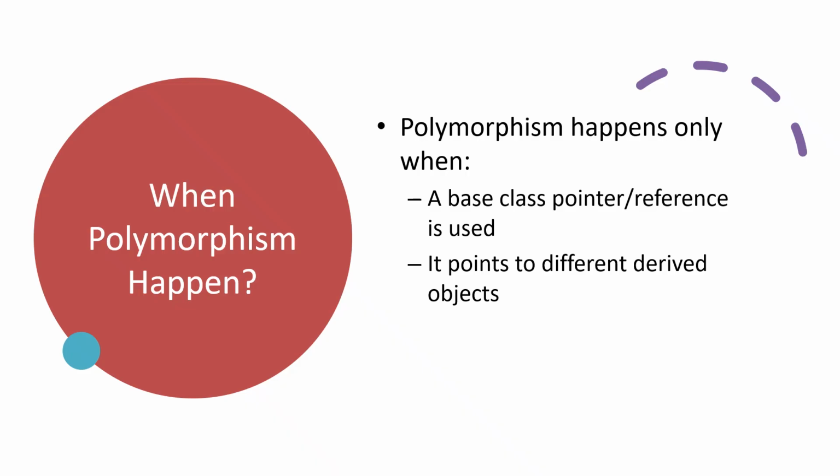When does polymorphism happen? Polymorphism happens only under two conditions. First, we must use a base class pointer or reference. Second, it should point to different derived class objects. Only then can the program decide which function to call at runtime. This is a key requirement for runtime polymorphism.